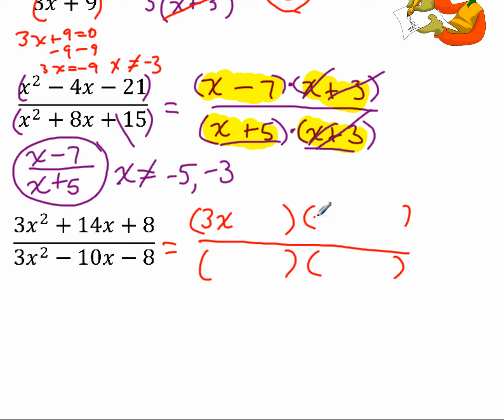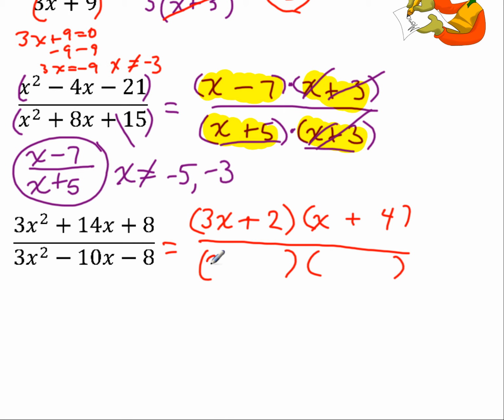So I know I'm going to have a 3x and an x, and I'm going to puzzle around with the 8. It's either going to be 8 and 1 or 4 and 2. I think I'm going to try 4 and 2. I am going to go faster than you probably will, just to honor the fact that I don't want the video to be too long. I'm pretty sure this is what I'm going to get. On my outers, I get 12x, and on my inners, I get 2x, and 12x and 2x give me 14x. So I factored the top successfully.